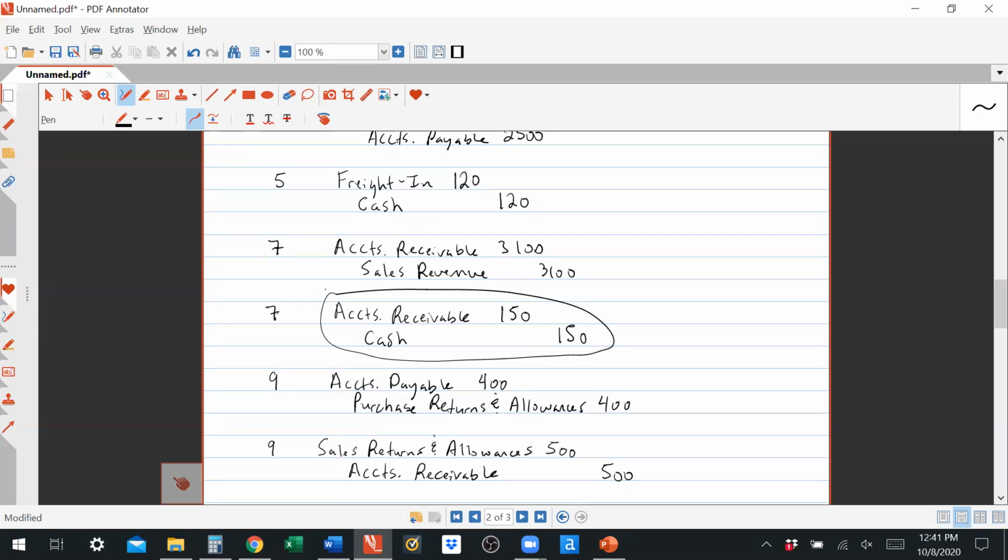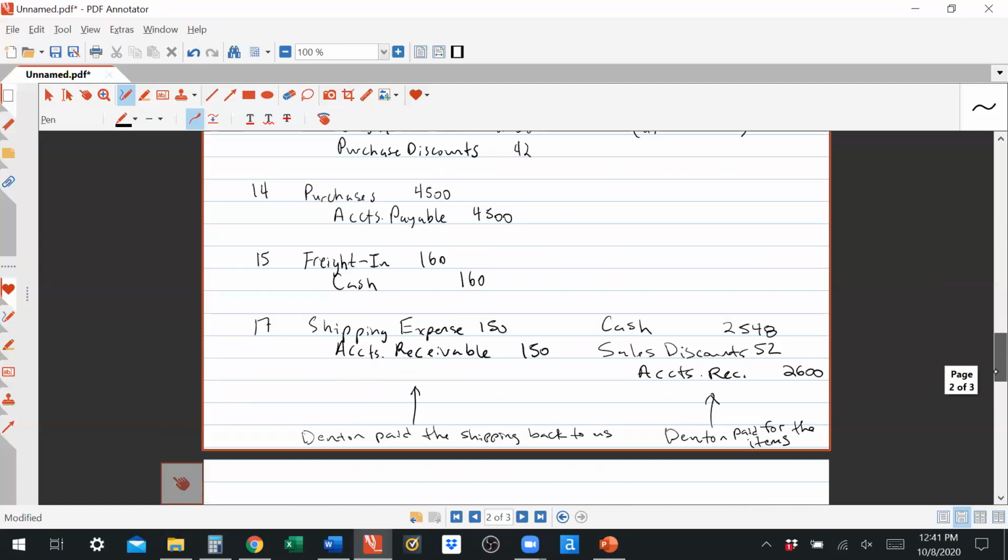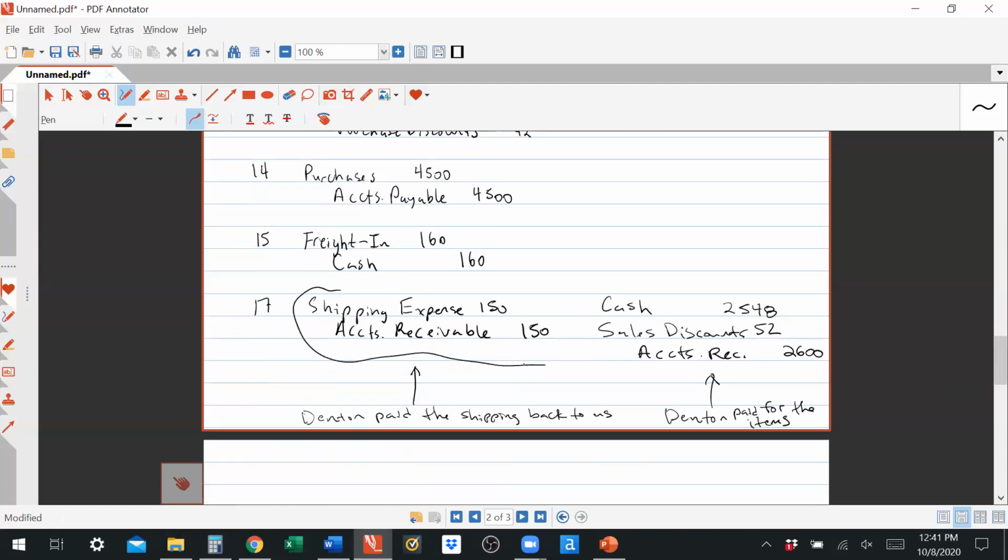And then when Denton pays that off, which is right here, then we credit the accounts receivable and we debit the shipping expense. It's not an expense to us until we recognize a benefit of it, right? You only incur an expense when you derive benefit from using a resource. In this case, we got the benefit of getting paid back by Denton from originally having to pay for the shipping. Hopefully that makes as much sense as possible, Gongmin.